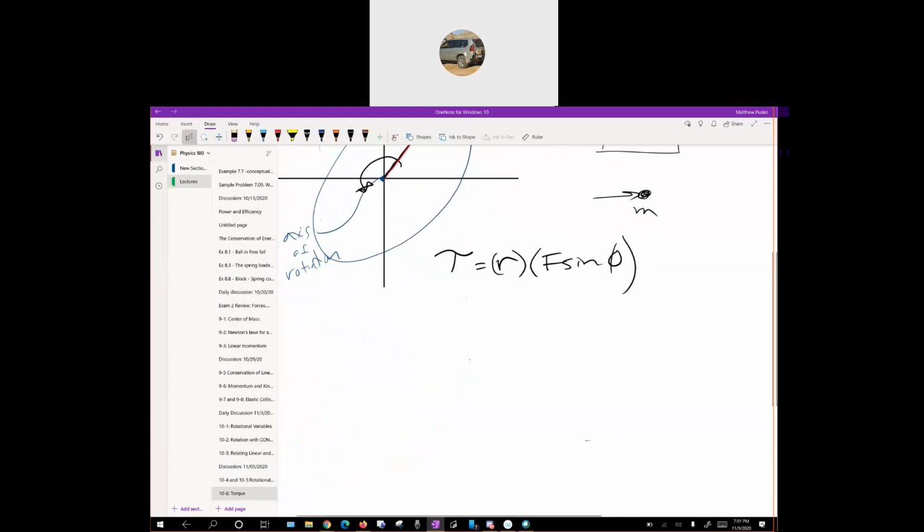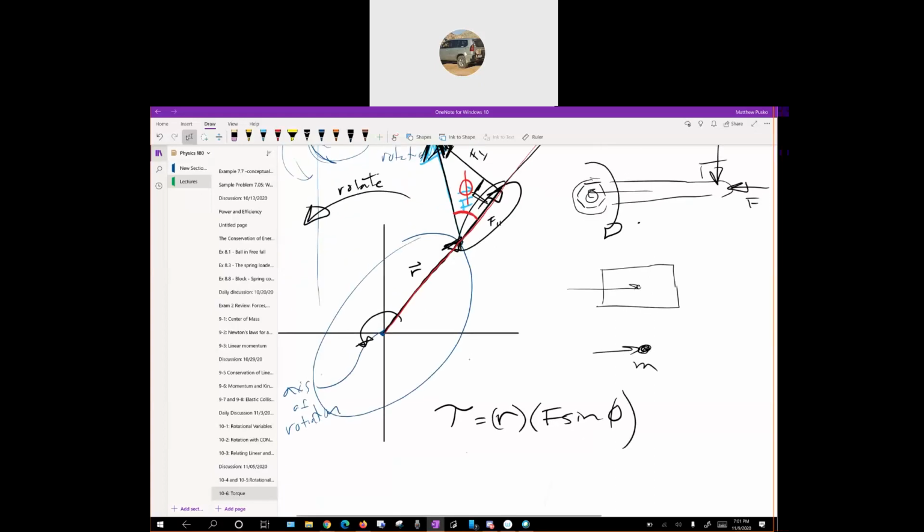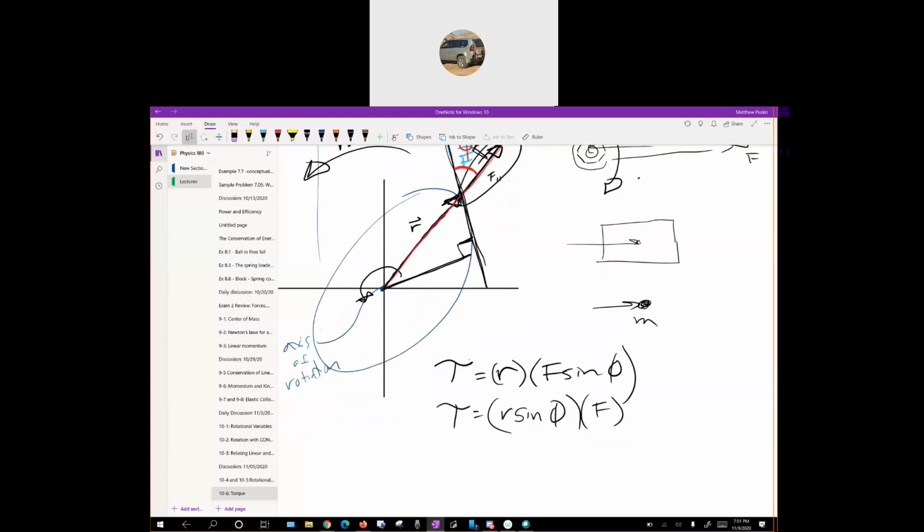Okay, we can look at this in another way too. We could actually take this force and project it backwards until we found where its perpendicular is. And that would be r sine phi times the force. Just another way you might want to figure it out. But in general, let's just say we're always going to be looking for the perpendicular radial arm times the force.